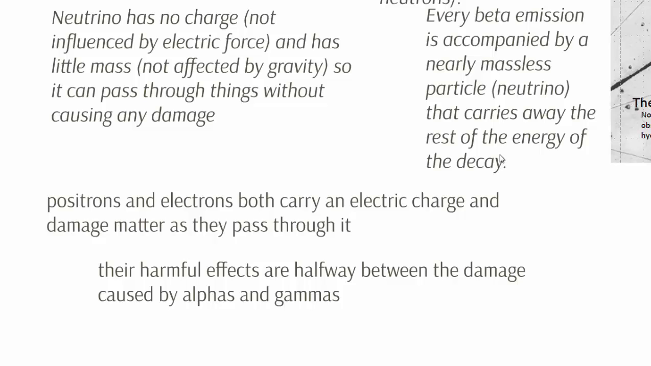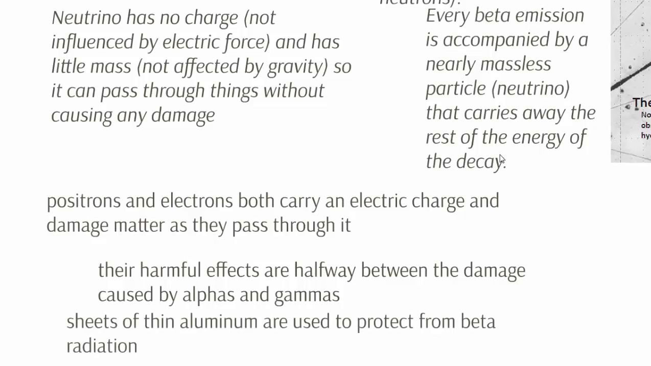So gammas can cause damage because they can go through more matter, and betas can cause damage, but you can stop them with sheets of aluminum. So gamma, you need lead to stop it. Beta, you can use aluminum to stop it.